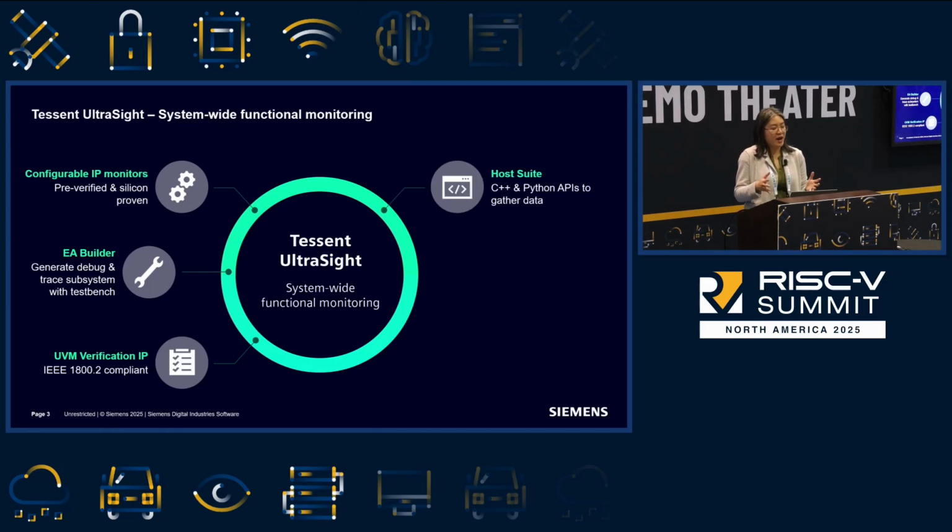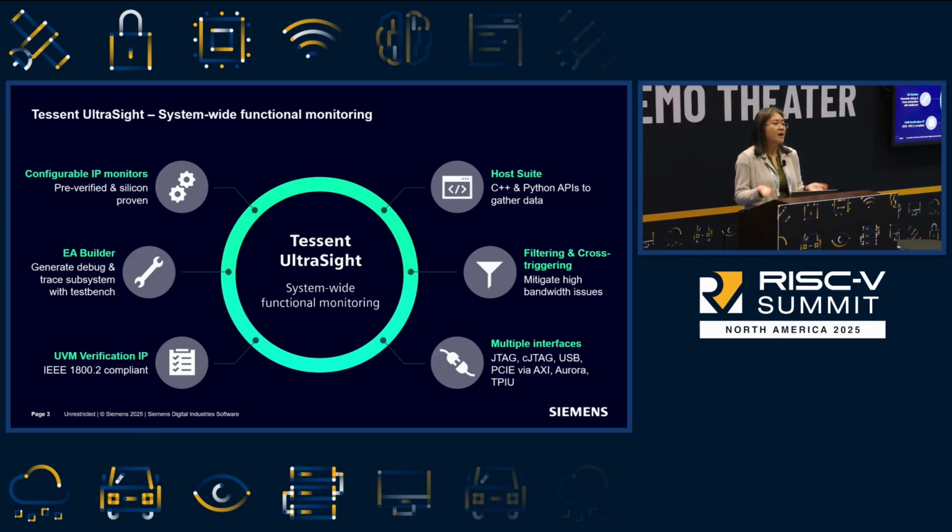In terms of software, we provide C++ and Python APIs that you can use to communicate with the functional monitor IPs within the system to gather data. We support filtering and cross-triggering mechanisms. And we support multiple interfaces as shown here in this slide.